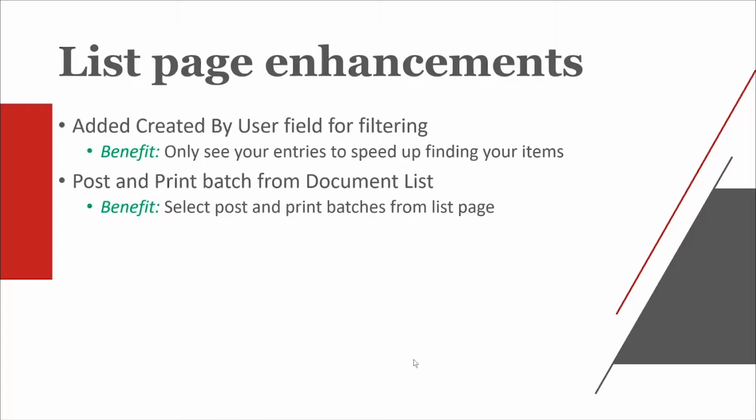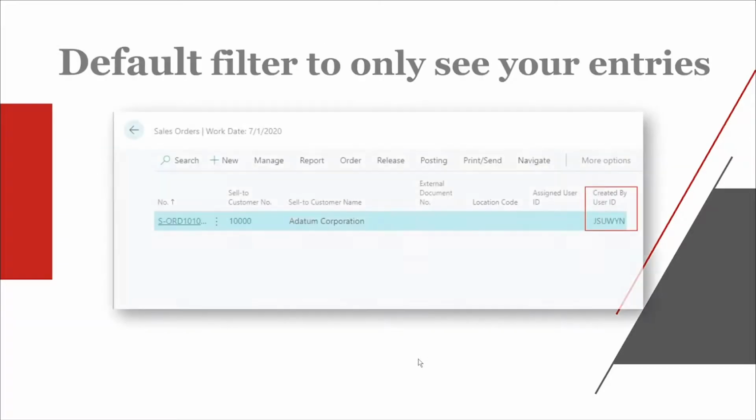How this helps us is an additional enhancement around list page enhancements. List pages are used to view multiple transactions. By using this new created by user field, we'll be able to see just the items that you're working on. So if you're new to the sales order or purchase screen, when you come into the screen, you will only see those that you've been working on. You don't need to see other people's, and you can start right in the items that you need to work on.